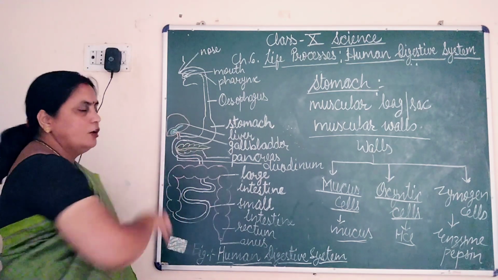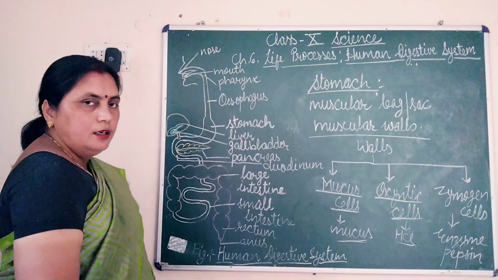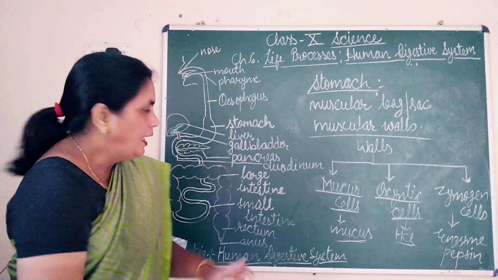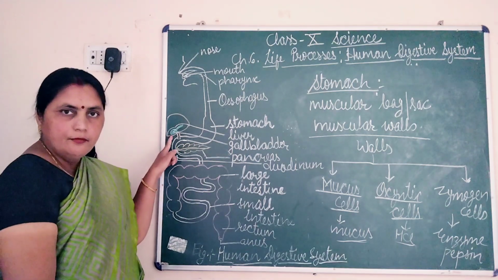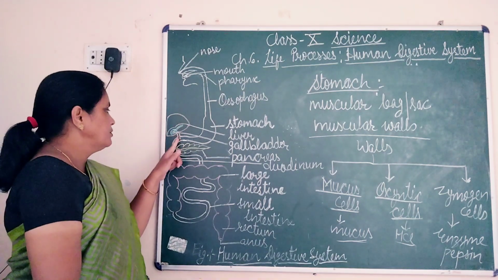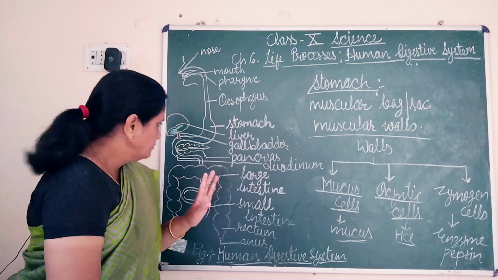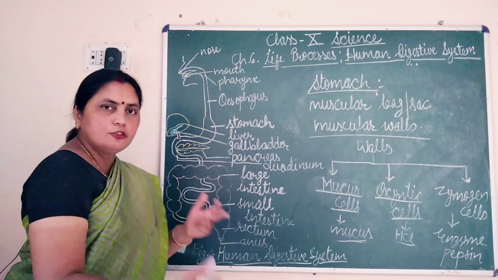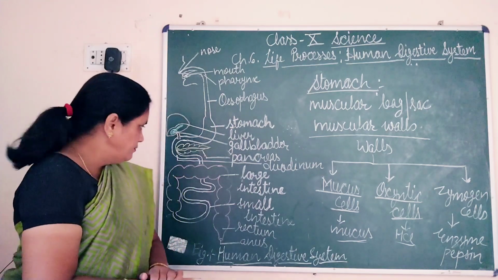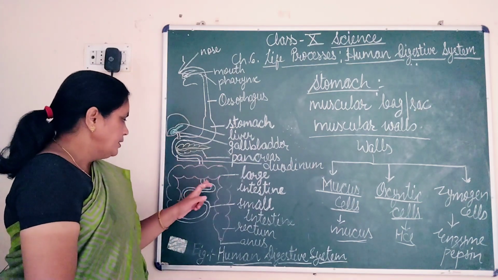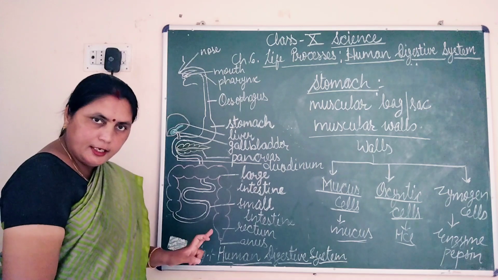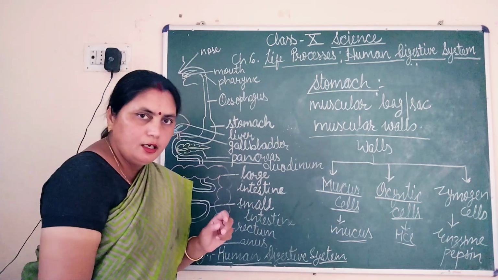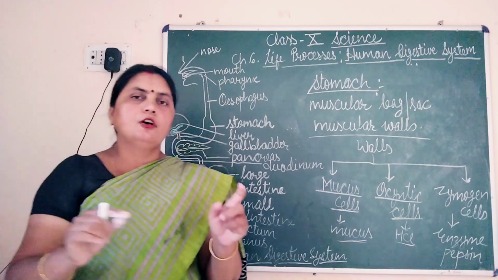The liver forms a kind of juice called bile juice, and this bile juice is stored in the gallbladder and secreted into the duodenum. Also, this is the pancreas. It also secretes a kind of digestive juice. Then this duodenum continues into the small intestine. The small intestine also has a muscular wall.